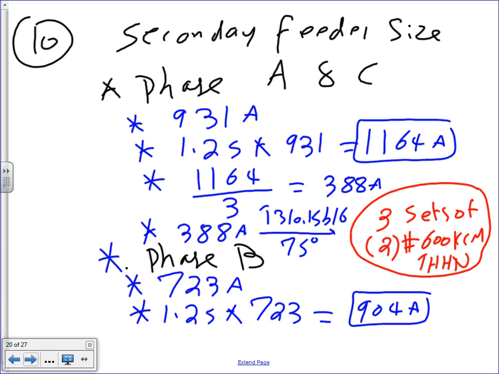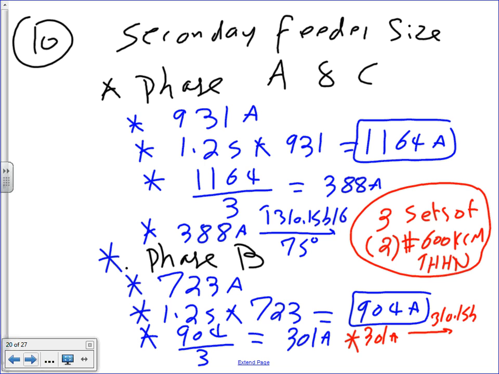So let's take this one, long story short, 904 divided by 3. What would that give you, Aaron? 301 amps. And the last thing, if you take this 301 amp, take it to the 310.15 B16 table under the 75-degree column. Can somebody get me the answer for that one? It's going to be 3 sets of how many conductors? Of 1 conductor.